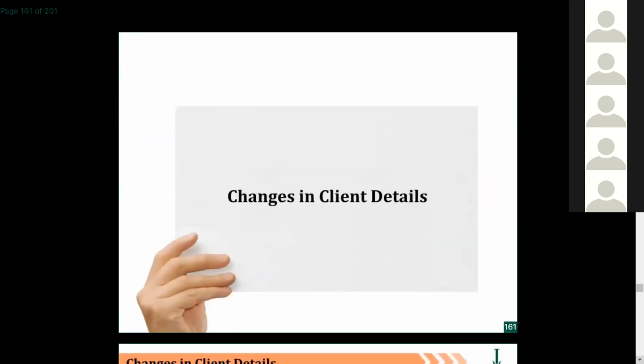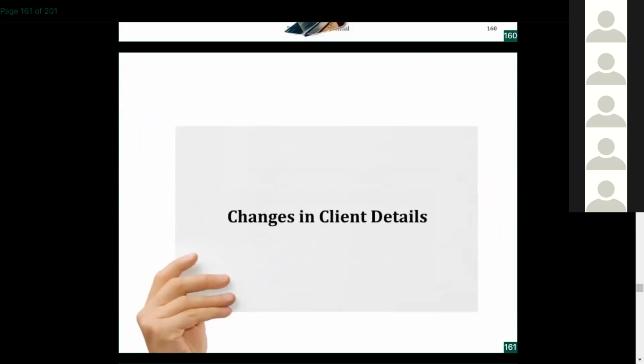Now, what can be the changes in client details? Client में क्या change हो सकता है?